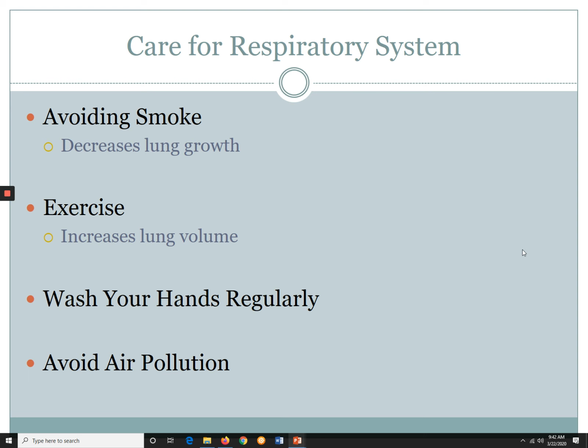We want to increase exercise. This helps increase lung volume. It also can stimulate the growth of more alveoli and more capillaries on the alveoli so we can exchange gases more efficiently. We want to wash our hands regularly. That way, we are not introducing any sort of foreign pathogens into the respiratory system because it is very fragile. We want to avoid air pollution and other types of irritants that can aggravate the respiratory tissue.